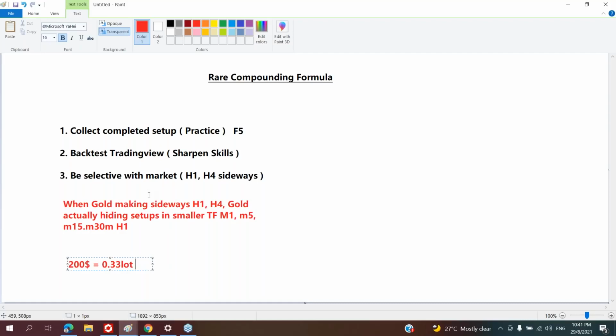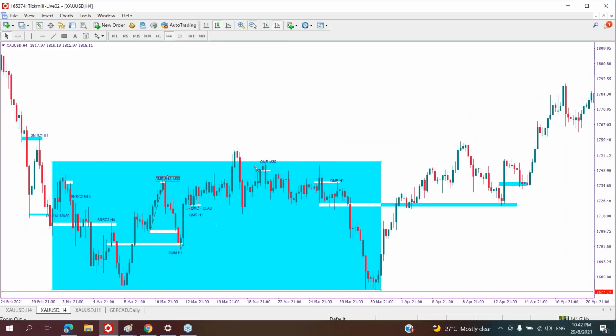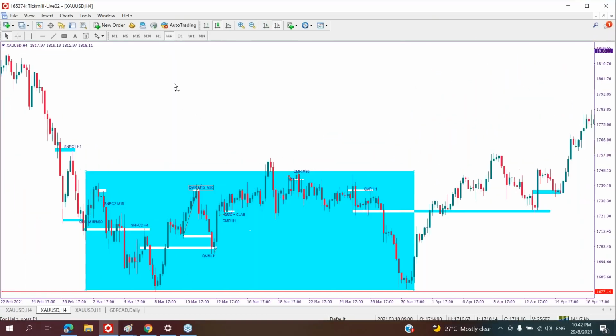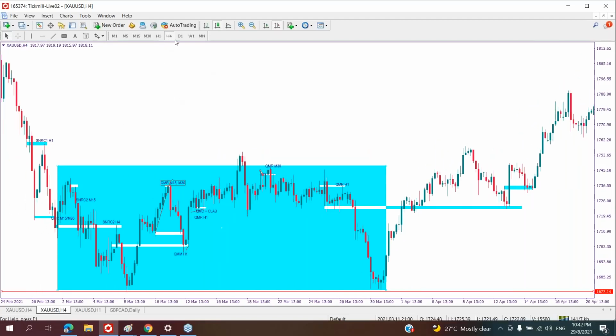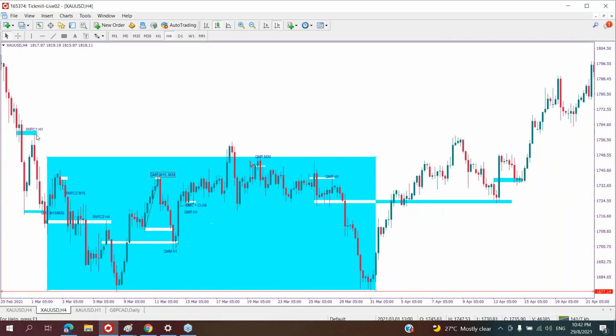Yes, everything is full margin because this rare compounding formula really goes according to the plan. You just choose the fantastic five setups, and you backtest. And you have to be selective with the market. H4 sideways. This is my real suggestion. Actually, there are a lot of setups, but this one I just keep on mark because I don't want it to be messy. See, they keep repeating the same: SNRC1, SNRC2, QMR, QMC, QMM.